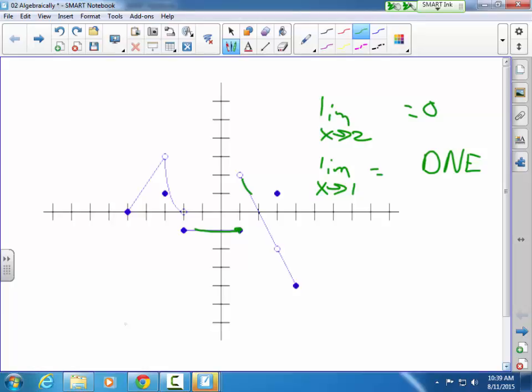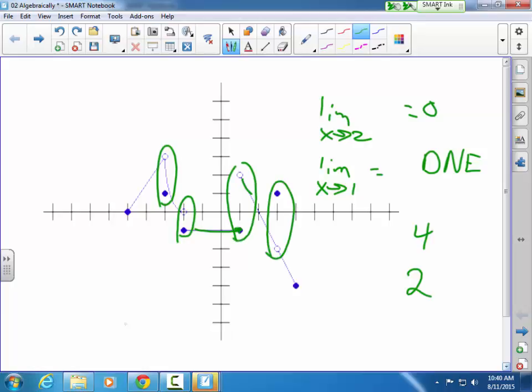How many places on the graph as you see it does the limit not exist? How many places does the limit not exist? 4. What about where there's no line? 2. I have an answer of 4. I have an answer of 2. Okay. Ms. Johnson, would you go and circle the places where you say the limit does not exist? We know there's 1 because we've just talked about it. All right. Ms. Johnson says the limit does not exist at those 4 areas.